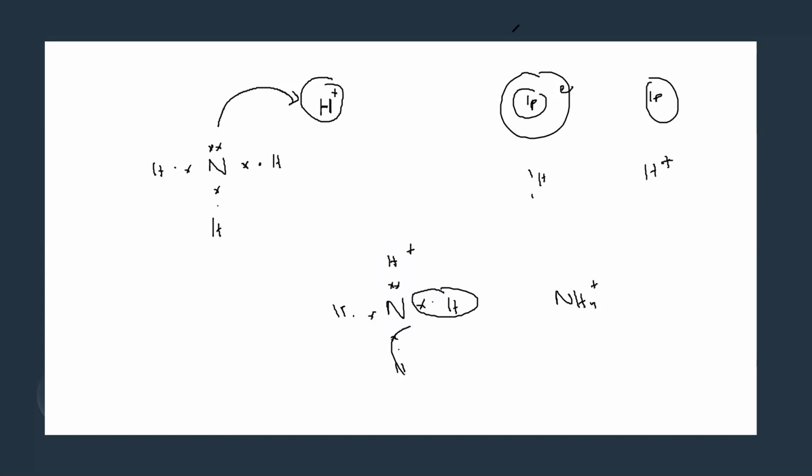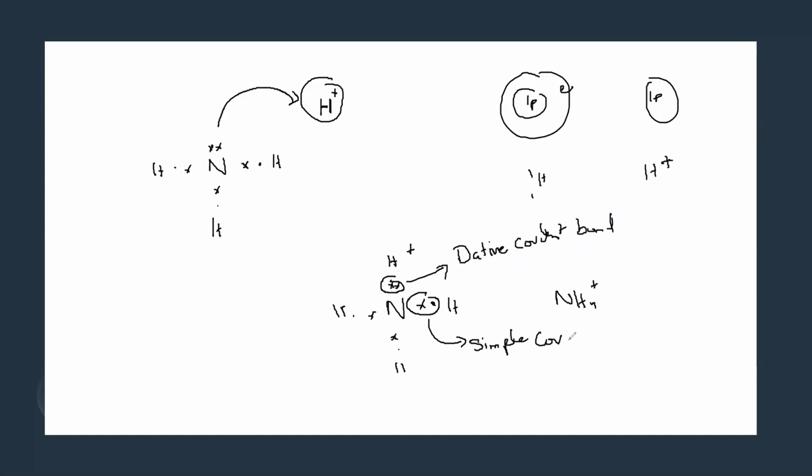All are covalent bonds, but one of the bonds is unique. How is it unique? Because both of the electrons involved in the bonding are from one atom. That's why we call that a dative covalent bond. In the other bonds, the electrons are shared between nitrogen and hydrogen, so one electron is from hydrogen and one is from nitrogen. These bonds are known as simple covalent bonds.